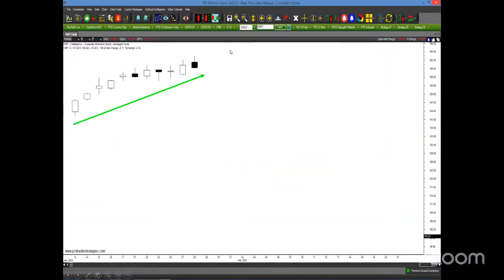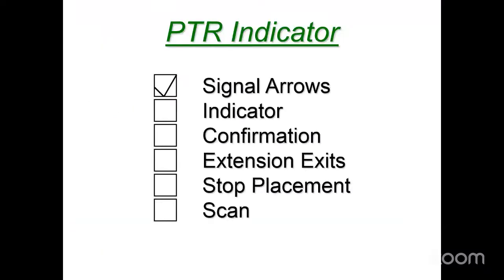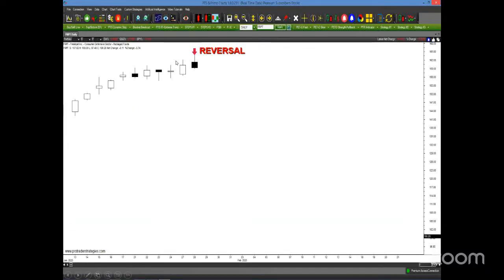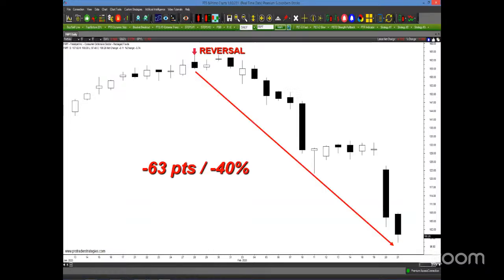How about this example in FRPT? Once again, it's going higher and higher. But let's say you're long this stock. Let's say maybe you don't like to go short. You don't really like to buy puts. You just want to know if maybe it's getting a little bit too toppy. Maybe you want to sell your position or at least part of it. So you click on the PTR indicator and signal arrows, and you see yes right here. So if you were long the stock, this would be a good point to exit, or at least maybe raise your stop. It's a warning tool because the trend reversed.